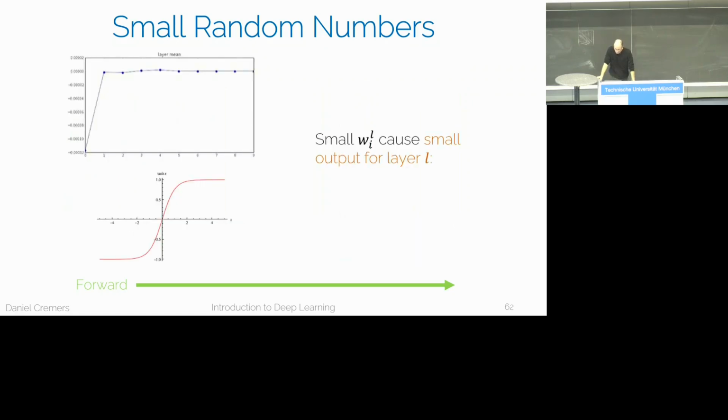We can look at why that is. Here's the hyperbolic tangent. If you get an input to a layer from the previous layer that is very small, close to 0, it kind of squashes things, and the output will then also be close to 0. And so you can see in these plots that over the layers, things go to 0 very quickly.